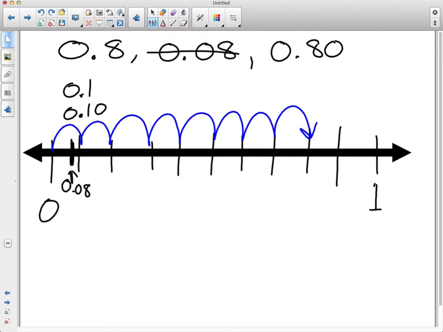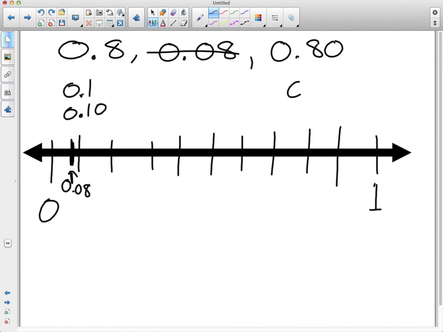And which one are we going to place there? 80 hundredths. And what do we know about 0 and 80 hundredths? It is the same thing as 8 tenths. It's the exact same thing, it has the same value as 0 and 8 tenths. Can you prove it? Or can somebody else prove that these two are the same?